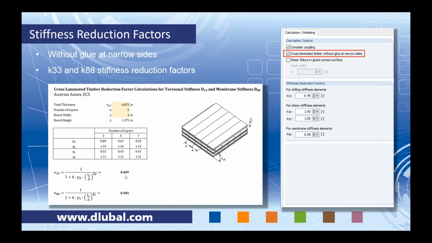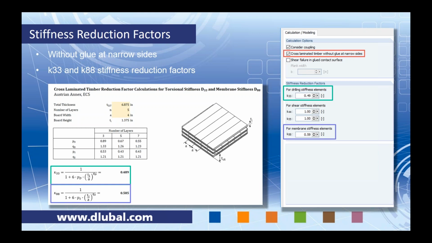And this is an Excel file I got from one of my colleagues. And what this allows us to do is just to simply put in the total thickness of our panel, the number of layers, the board width, and then out pops these calculations for K33. So this is the value we want to put back into RF-Laminate when we are not considering glue at the narrow sides. Same thing goes for K88 here.